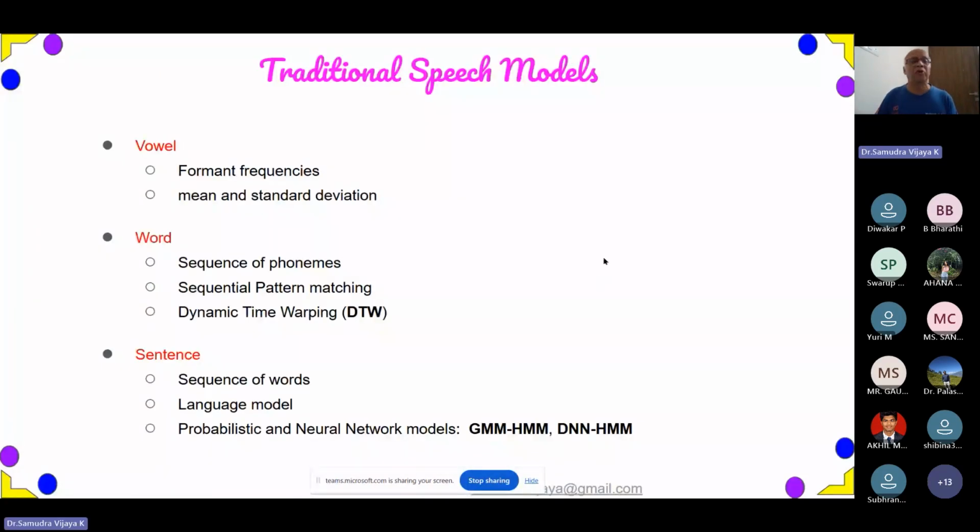What are the traditional speech models that are used? Basic sounds that you can recognize as individual sounds, for example, vowels or consonants like ka, ga, nga, ma, na, nasals, and sa, and so on.